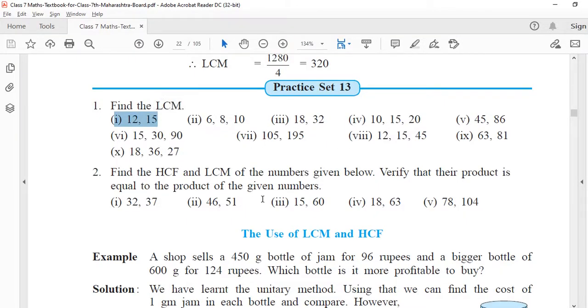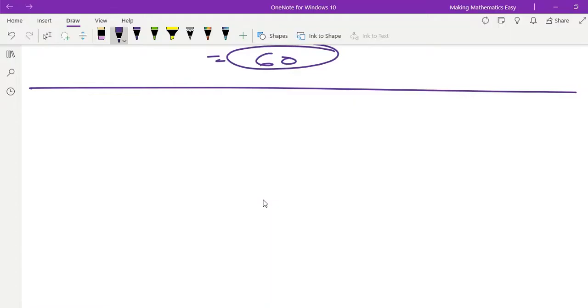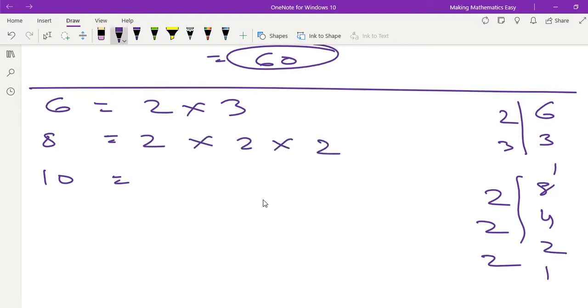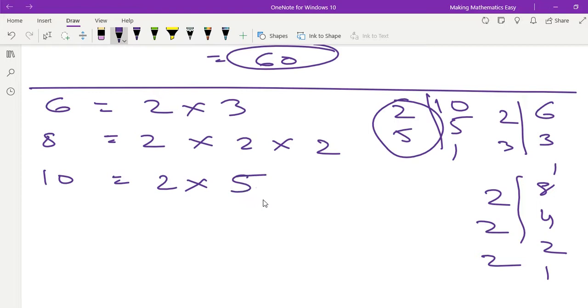Now we have to find the LCM of three numbers using prime factors. Okay, so this is 6, 8, 10. Let us first find the prime factors of all these numbers. So this is 2 3s are 6, 3 1s are 3, right? So this is 2 into 3. Now let us find it for 8. This is 2 4s are 8, 2 2s are 4, 2 1s are 2. This is 2 into 2 into 2. Now let us find it for 10. This is 2 5s are 10 and 5 1s are 5. So this is 2 into 5.